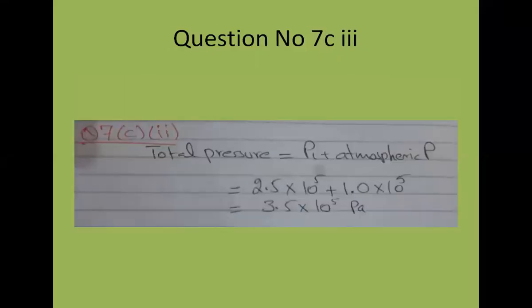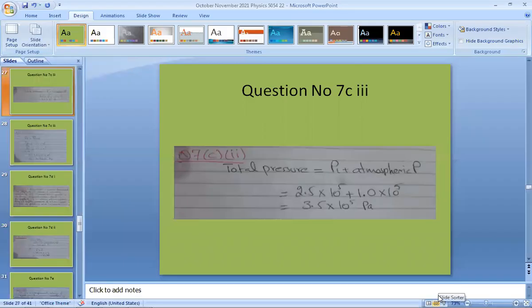Okay, so the total pressure will be equal to the pressure 1, which we just calculated, plus atmospheric pressure. So 2.5 × 10^5 plus 1 × 10^5, and you will get 3.5 × 10^5 Pascal. So question number 7C, second part.